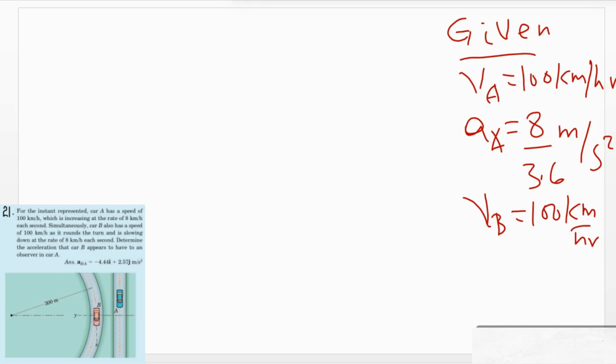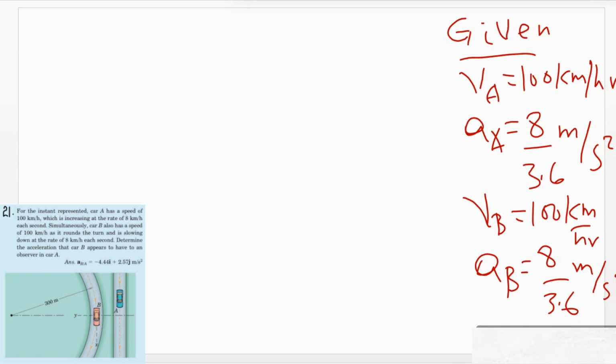Okay, solution. Car B rounds the turn and is slowing down at the rate of 8 km per hour each second. Deceleration of B is equal to 8 over 3.6. 1 meter per second is equal to 3.6 km per hour, so meter per second per second becomes meter per second squared. So this is all the given information.